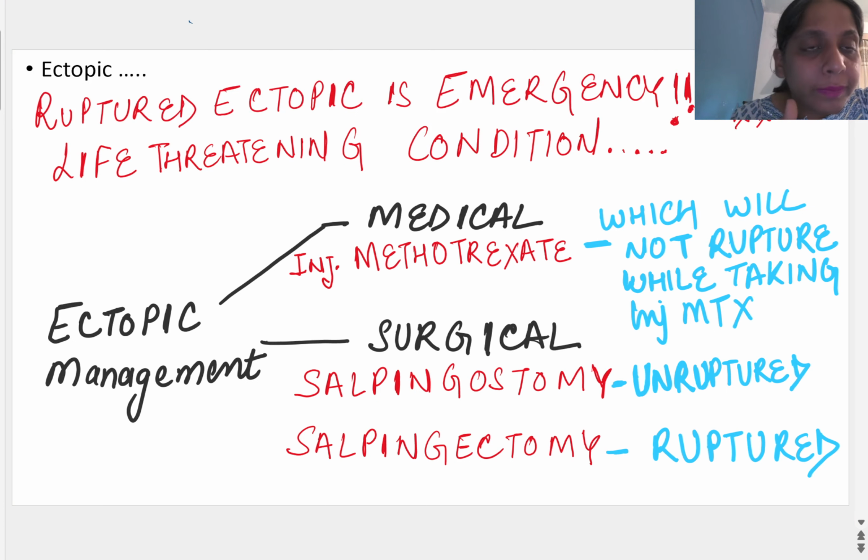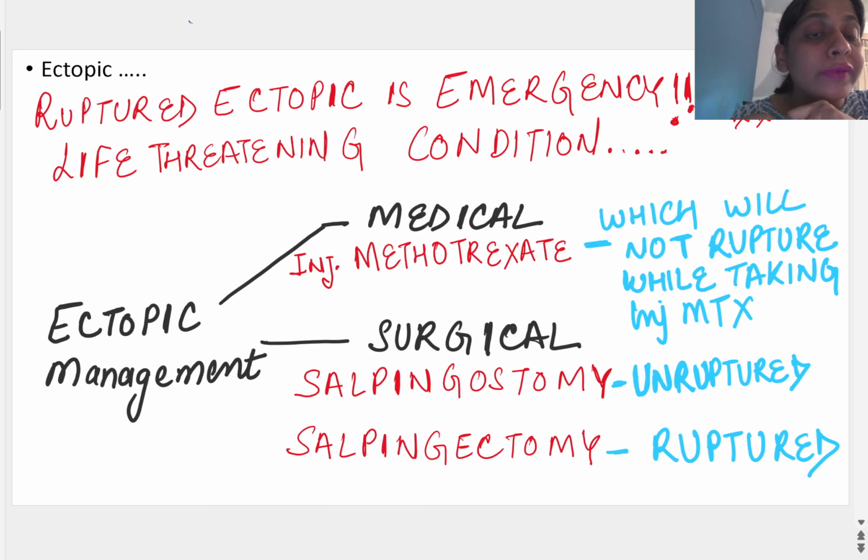Now if it is unruptured, we have a medical management also. The medical management is, we give the injection methotrexate. But we have to see whether this patient is suitable for giving injection methotrexate or not. See, injection methotrexate takes 1 or 2 days to act.